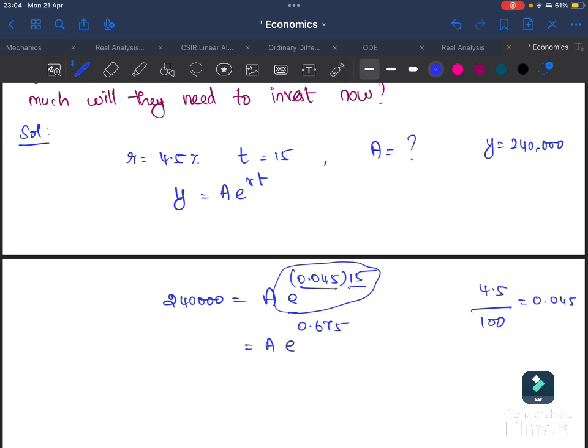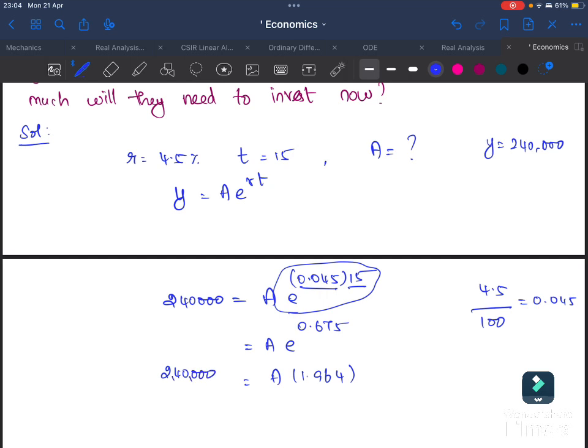Okay, now it's easier for me to find e power 0.675. So e power 0.675, it is 1.96. So A into 1.964, roughly it is around 2.